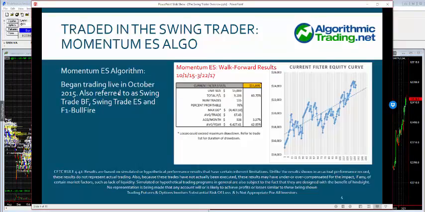So this algorithm began trading live back in October 2015. At that time, we called it the Bullfire, but it's the same algorithm as the momentum ES algorithm. We just changed the name. This is an equity curve of the walk forward results, meaning the results that we've seen in the hypothetical account since we last optimized, and that's on a blind walk forward out of sample data set.